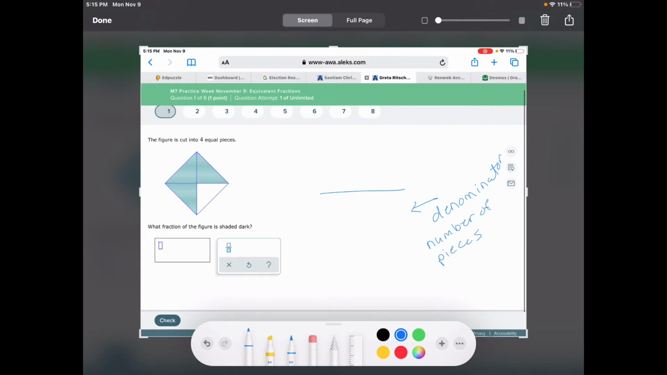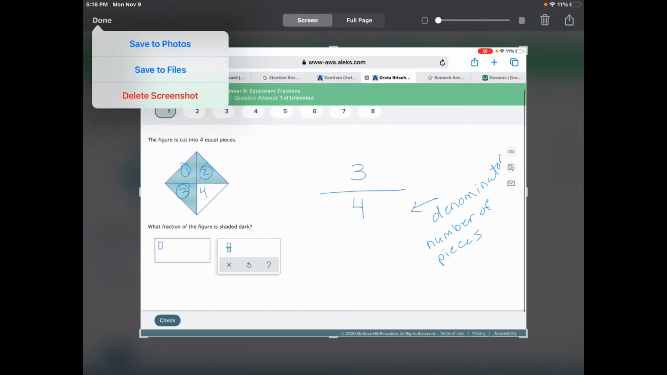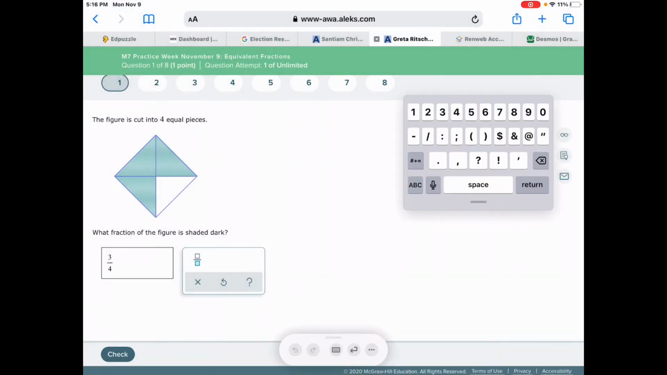You may cut something into 4 pieces or 6 pieces or 12 pieces, but it's the total number of pieces. So we have 1, 2, 3, 4 pieces, so we're going to put 4 on the bottom. That number always tells us how many pieces we have cut the thing into. It says what fraction of the figure is shaded dark, so there is 1, 2, 3 of those pieces shaded dark. So we will call this 3/4.